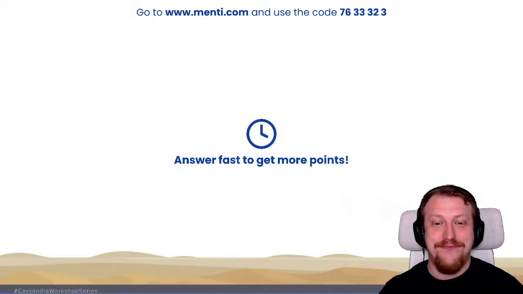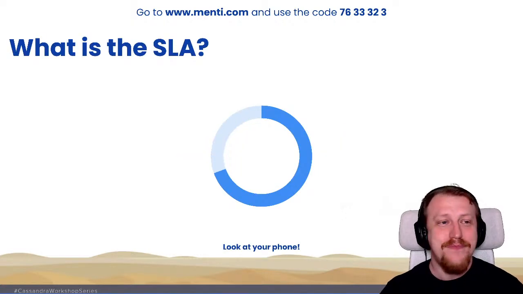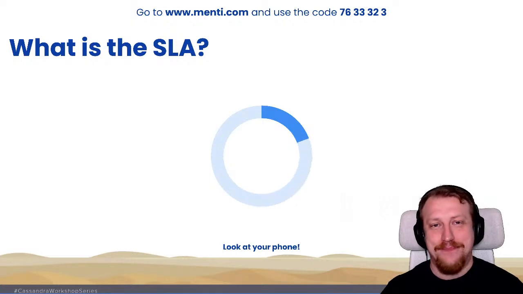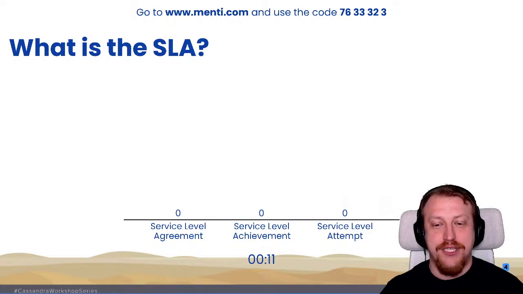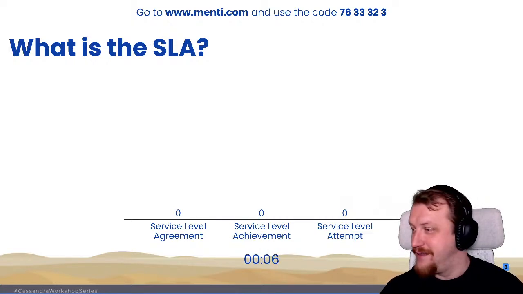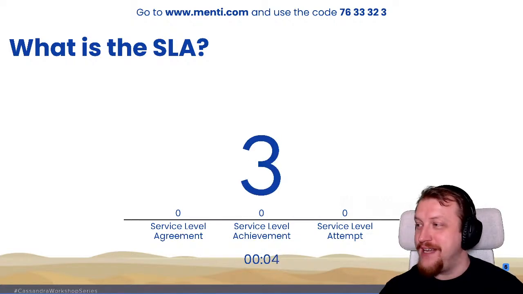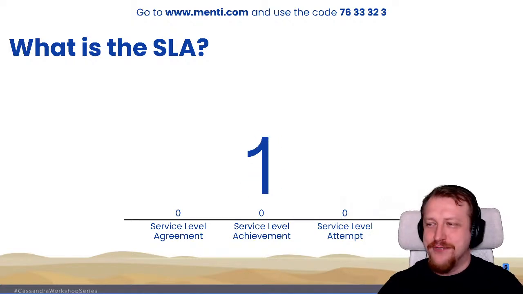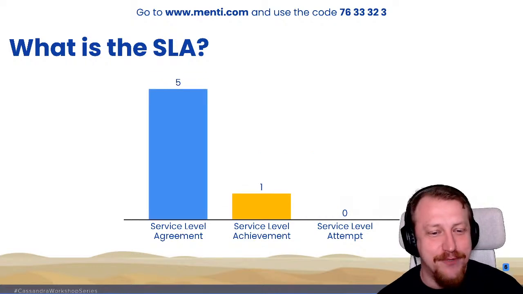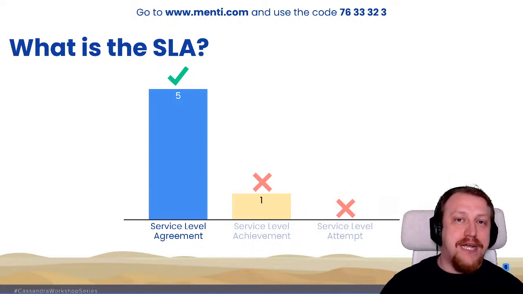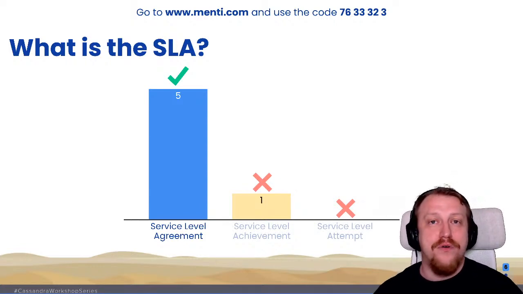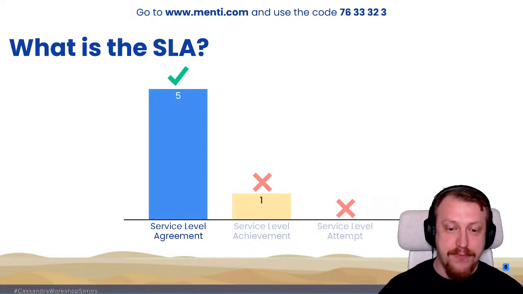Question 6. Answer fast to get more points. What is the SLA? Service level agreement, service level achievement, service level attempt. And so quiet in the chat, everyone is on their mobile phones clicking. Very good, that's exactly what I want to have. The correct answer is SLA is service level agreement, the promise you give to your customer about which response time or which uptime you are going to reach. That's perfect.